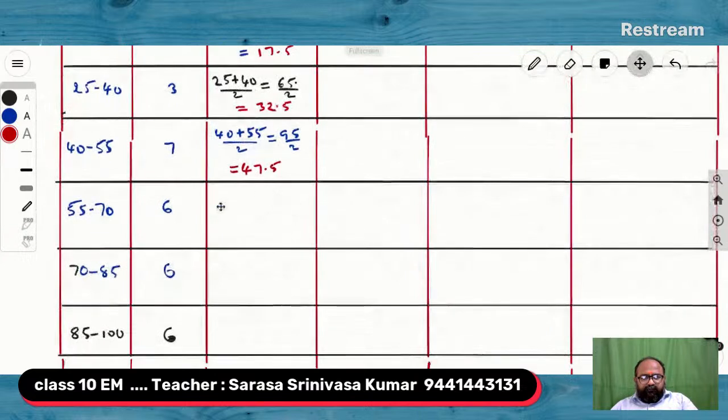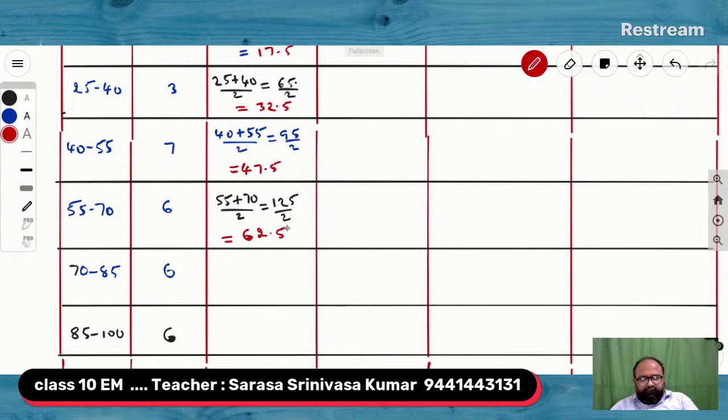Now we find class marks for 55 to 70 interval. We can find this by upper limit plus lower limit by 2. 55 plus 70 by 2, that equals 125 by 2. This is equal to 62.5.